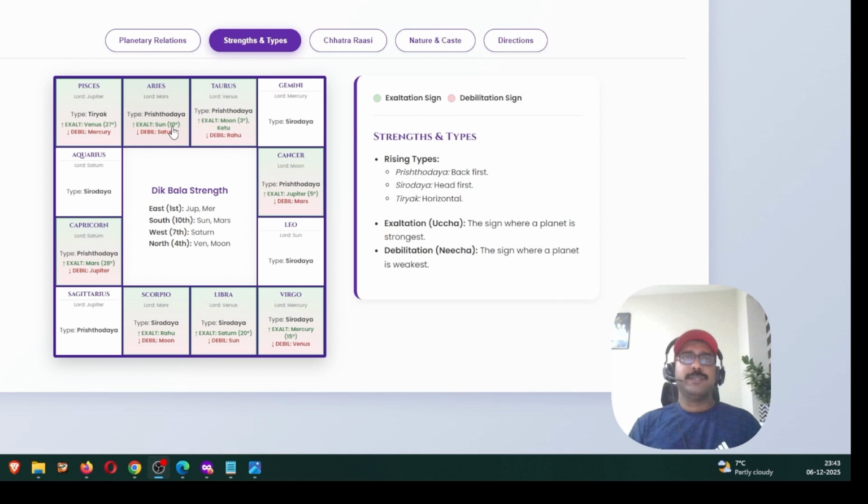So let's start with Aries. For Aries, the type is Prishtodaya, which is back first. And one specific thing about Aries is that the exaltation sign for the Sun is Aries, and the debilitation sign for Saturn is Aries. So that means if the Sun is placed in Aries at a specific degree of 10 degrees, at that point the Sun has its full powers and is very powerful at that stage, and Saturn is debilitated. That means Saturn doesn't have its power at that specific point.